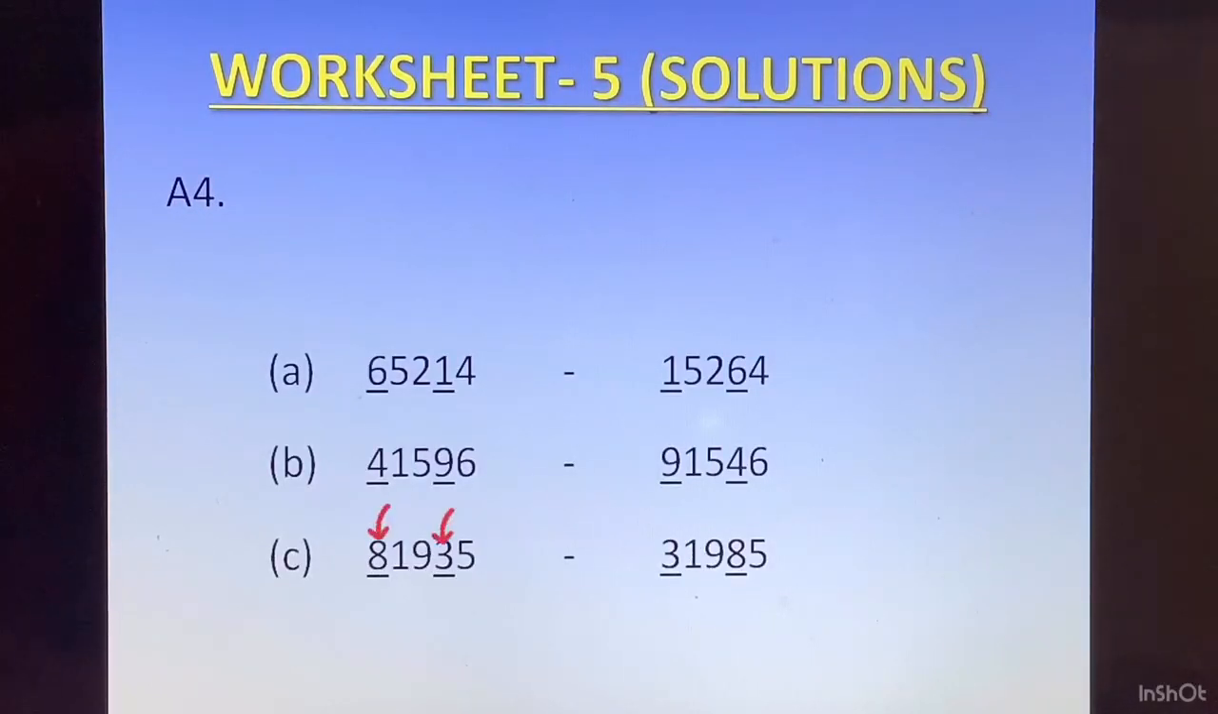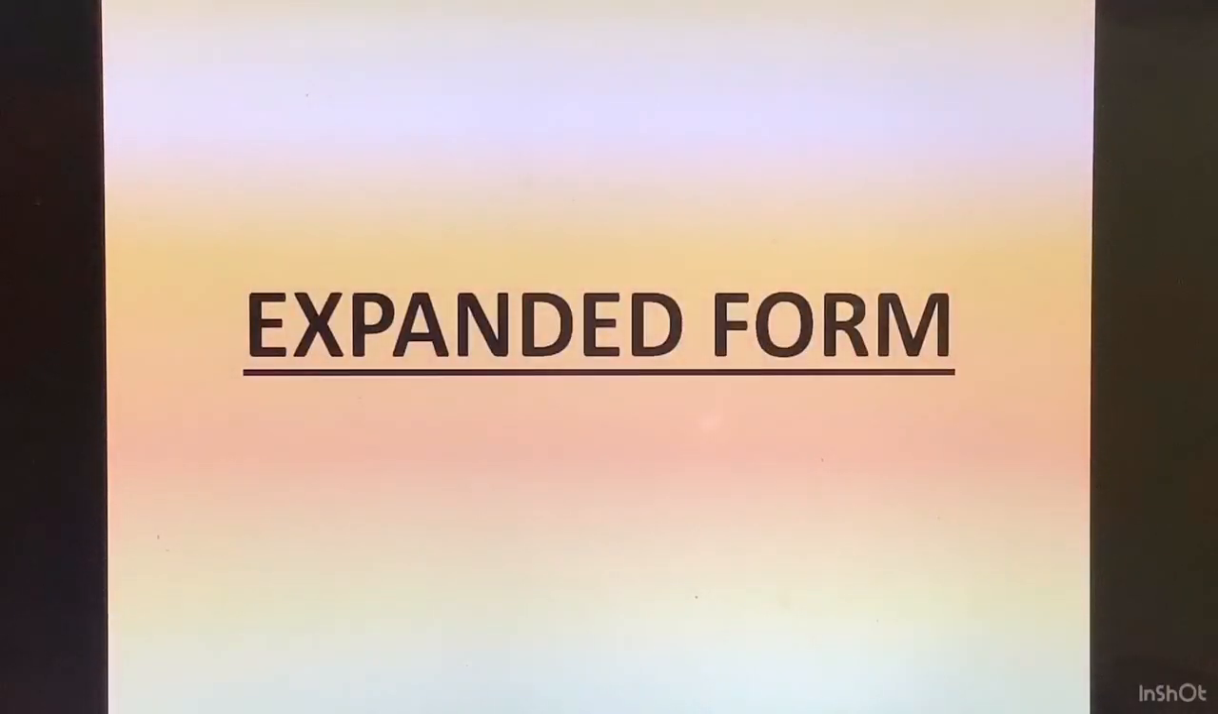81935. 3 is at the tens place, 8 is at the 10,000s place. Now we'll interchange their places. So we will get 31985. I hope you have understood the concepts explained so far. Let us move on. Expanded form.